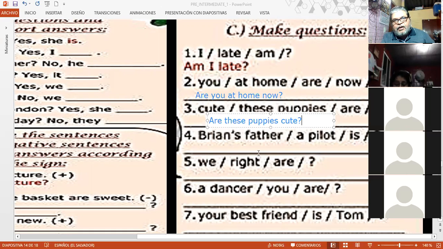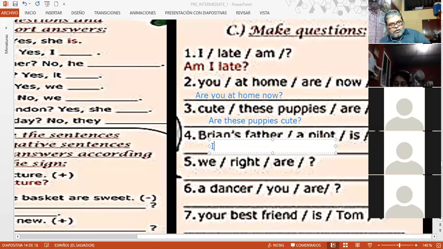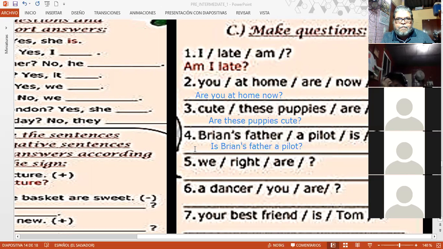Brian's father, a pilot, is. Is Brian's father a pilot? Okay, very good. Why is there an apostrophe S in Brian's? El papá de Brian. Brian's father, el papá de Brian. It's a possessive. Very good.